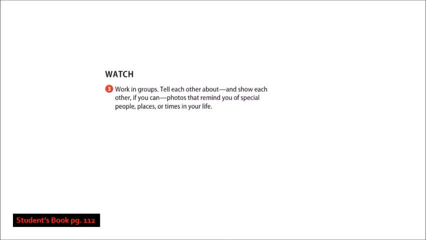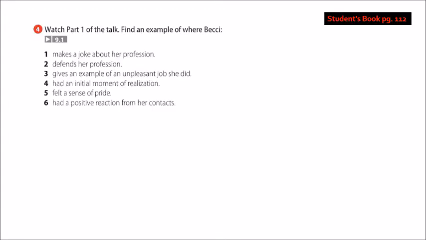Okay. Now, for exercise number 4, it says to watch part 1 of the talk. Find an example of where Becky says: 1, makes a joke about her profession. 2, defends her profession. 3, gives an example of an unpleasant job she did. 4, had an initial moment of realization. 5, felt a sense of pride. 6, had a positive reaction from her contacts. So, let's watch this first part of the TED Talk, and once we finish watching it, please complete this. If you are able to complete it while watching, it will be perfect. Okay? Go.